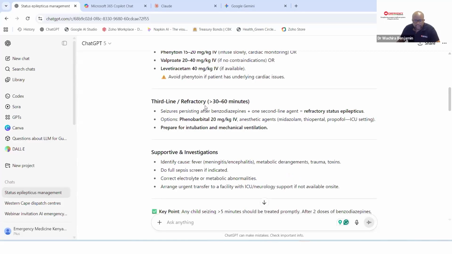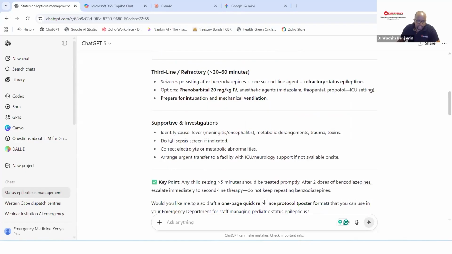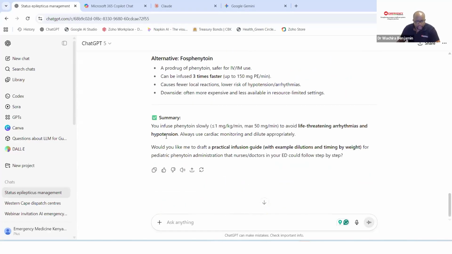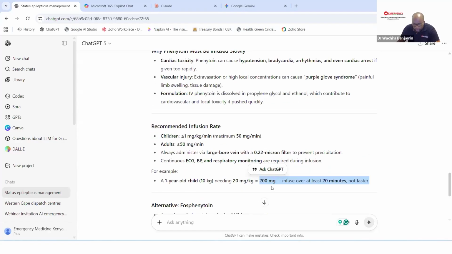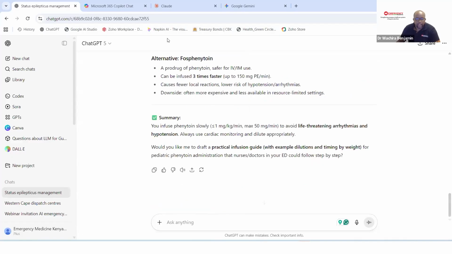After that, if we are still stuck, I can give phenobarbital, prepare to intubate and ventilate, and do all the other things I need to do for my patient. So as you can see, I now accurately know how much of the drug I want to give: 200 milligrams of phenytoin infused over at least 20 minutes, not faster. All right, so that is your case, done. Next case. Anonymous, let's do this. I'm just going to delete this.